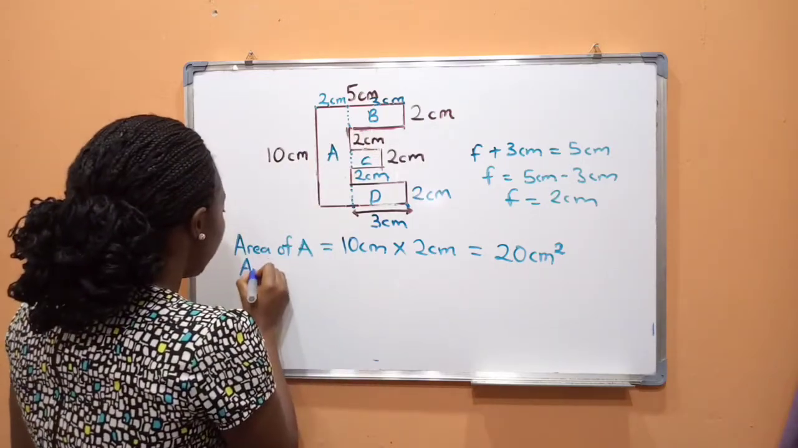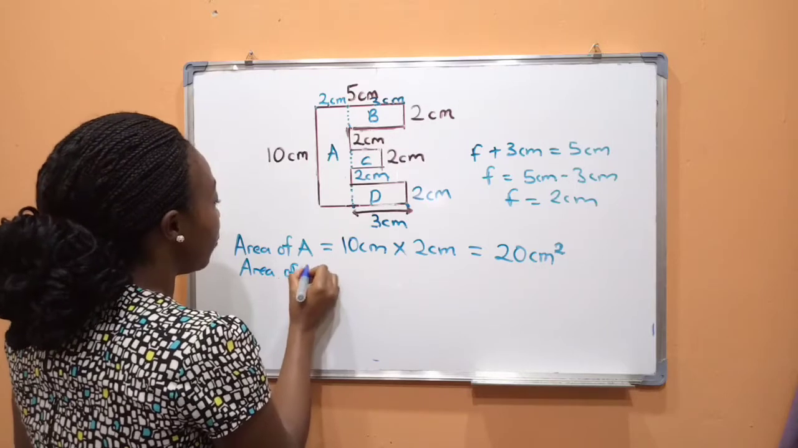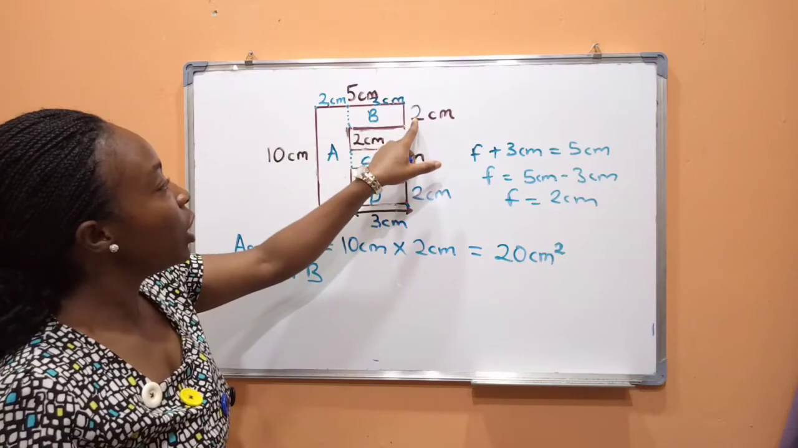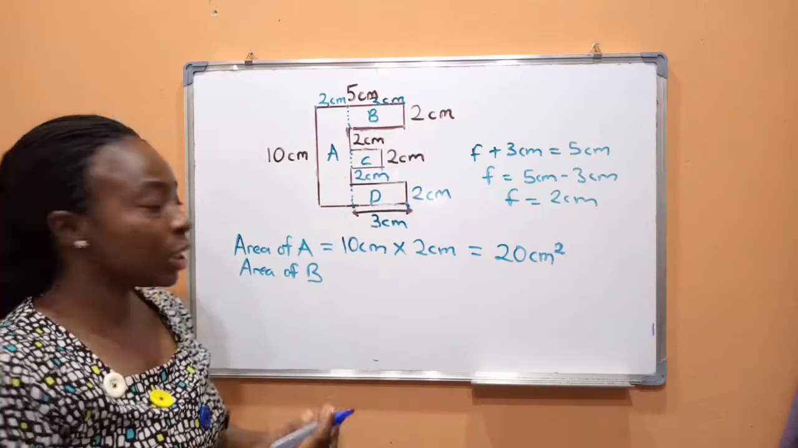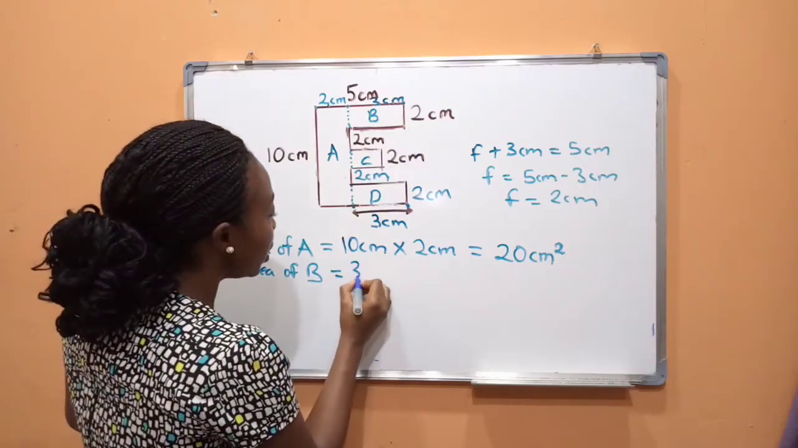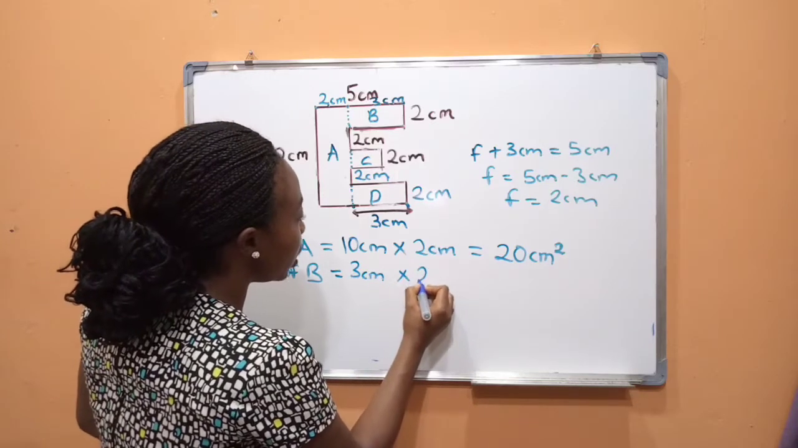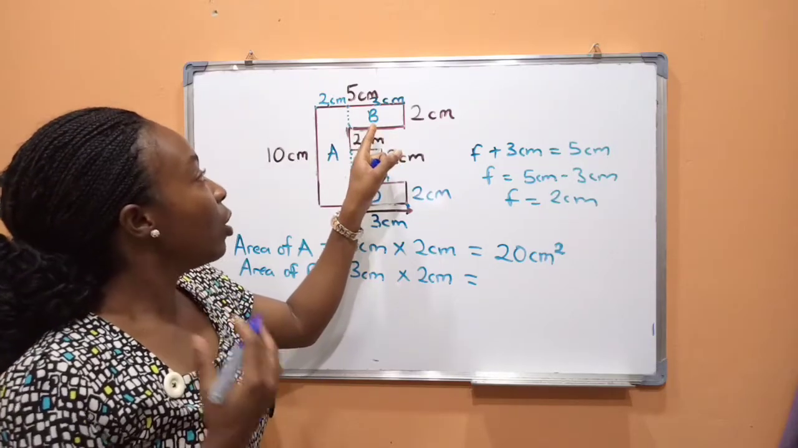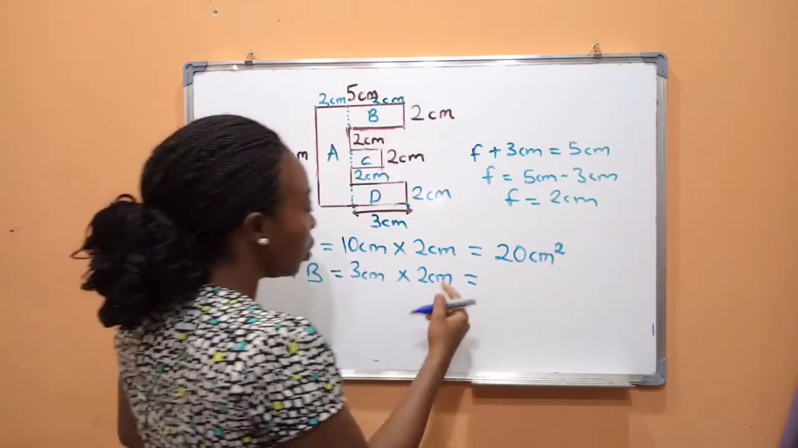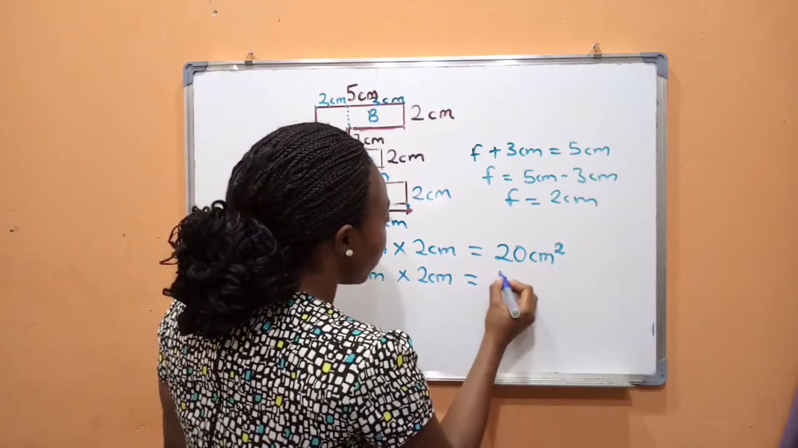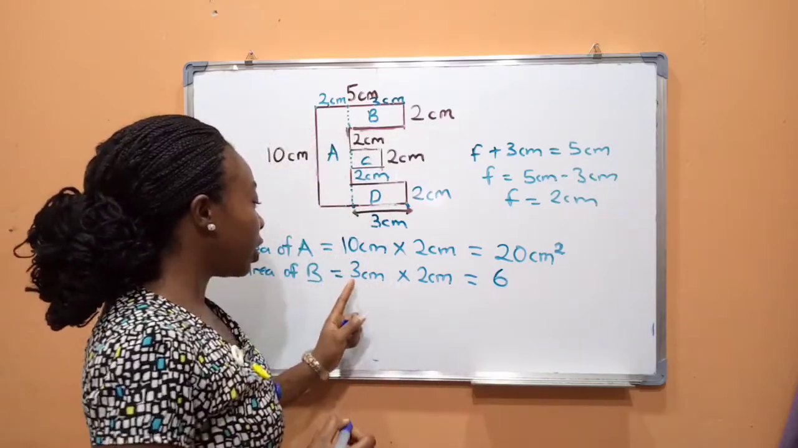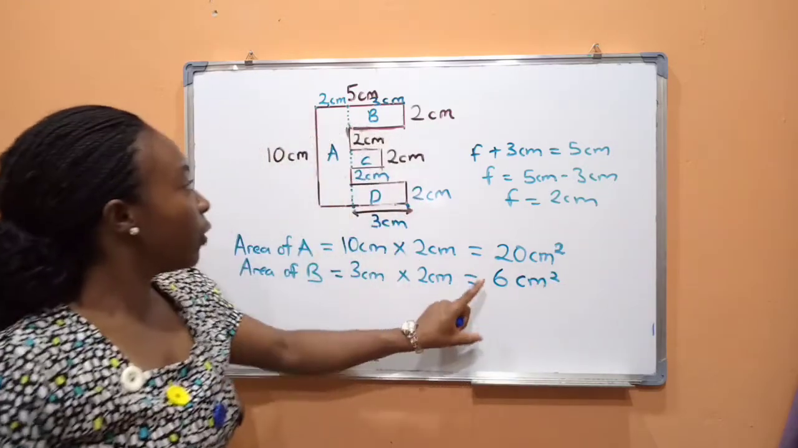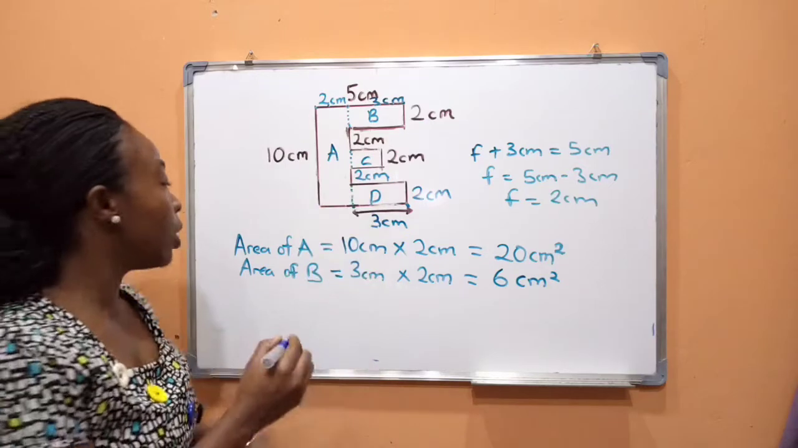Now, solving for the area of B, here's what we are going to have. We know that here is 3 centimeter, and we know here is 2 centimeter. So it's easy to solve. We are going to have 3 centimeter times 2 centimeter. Remember, the formula for finding the area of a rectangle is length times breadth. So when we say 3 times 2, we have 6. Centimeter times centimeter gives us centimeter square. Now we have done this. How about C? How do we go about solving C?